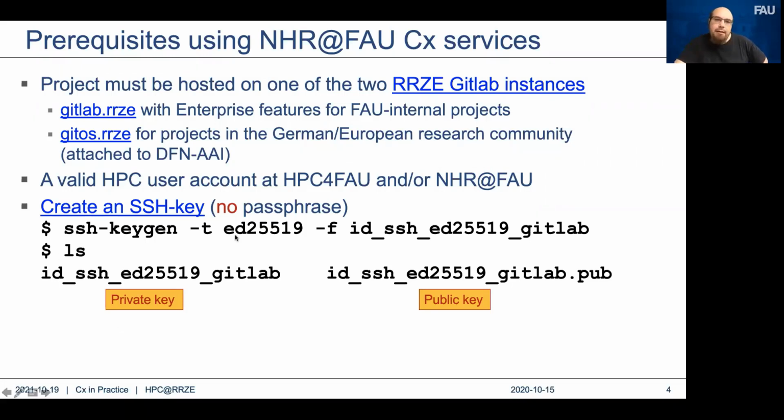So this is a link. You can click on it and get to the default documentation page on how to create an SSH key. This is the short one I used when I set up the CX services. The recommendation is to use a separate one just for the GitLab CX stuff. Don't use your default key pair. If you run that, you get two keys, the private key and the public key, and you need both of them for setting up the system.